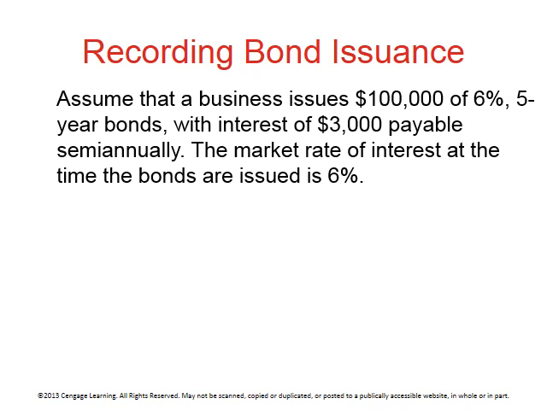So let's take a look at issuing some bonds. So we're going to issue $100,000 of 6% 5-year bonds with interest of $3,000 payable semi-annually. The market rate of interest at the time the bonds are issued is 6%. So we're paying 6%, the market's paying 6%, so the bond, it's the same.